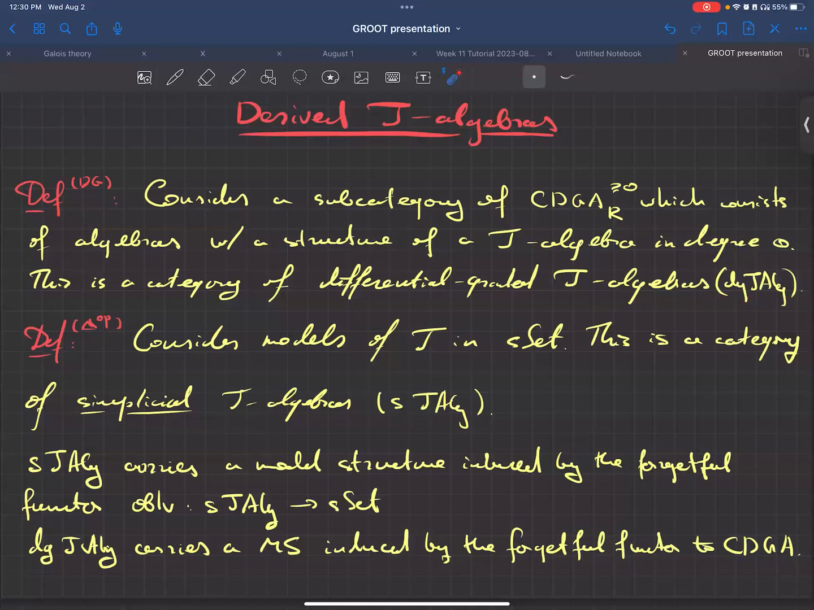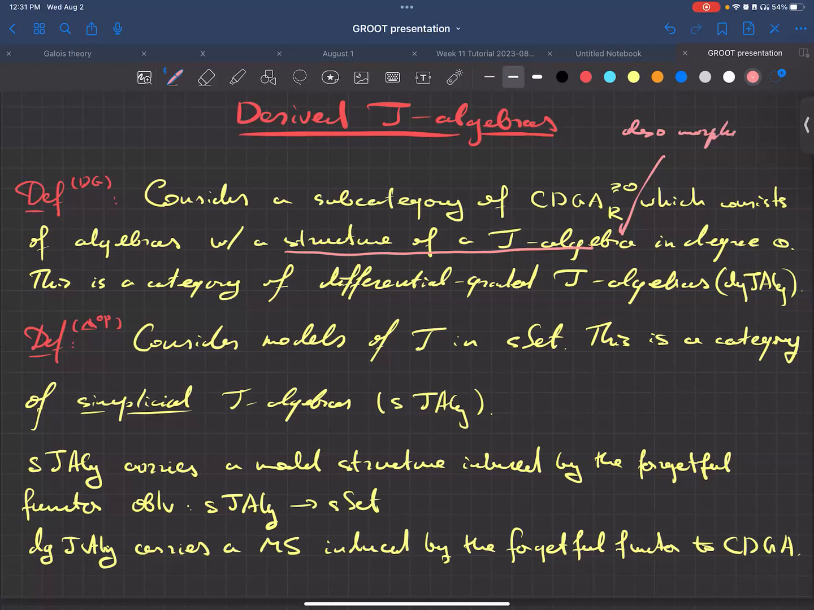So this is the derived version of T algebras in the sense of DG derived geometry. Also, additionally, here the morphisms, I guess I didn't write it, but we not only have a structure of T algebra in degree 0, but also morphisms preserve this structure.